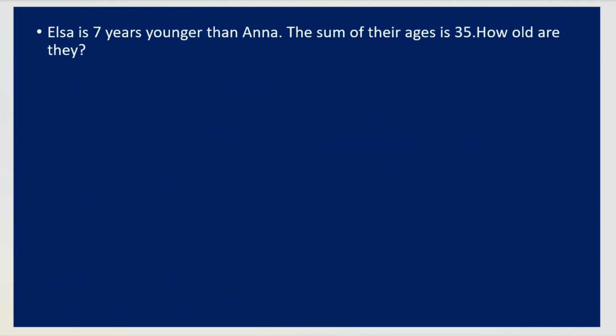Now let's move on. Elsa is 7 years younger than Anna. The sum of their ages is 35. How old are they? Okay, so same thing. Let's say that Anna was X again. Okay, so we're making that little chart. And then Elsa is, so we can say Elsa is 7 years older than Anna. So that means plus 7. So we're going to say X plus 7. So here it's Elsa's and here it's Anna's.